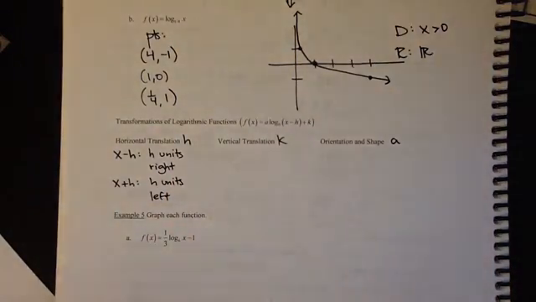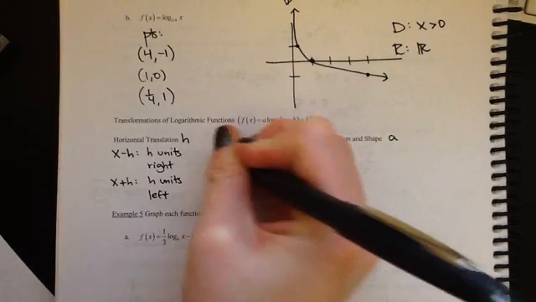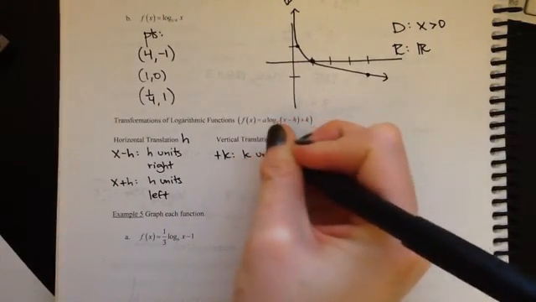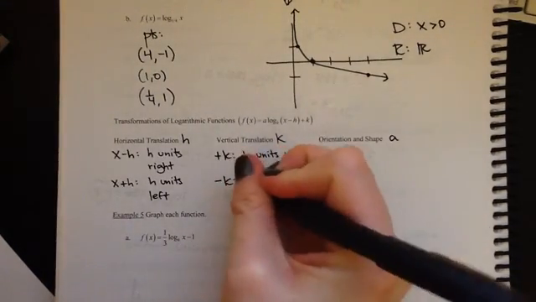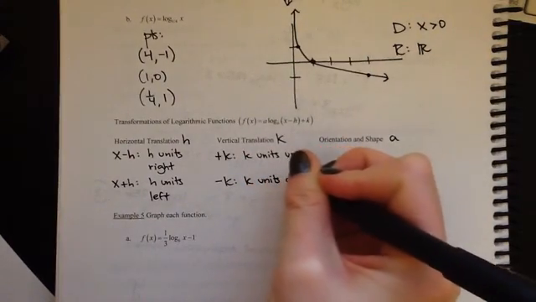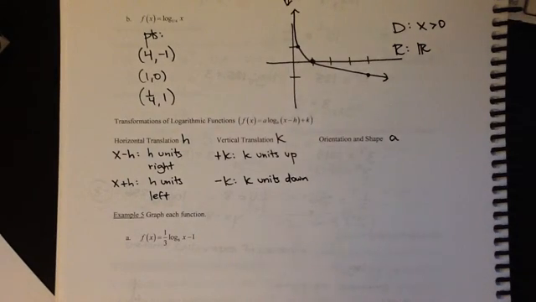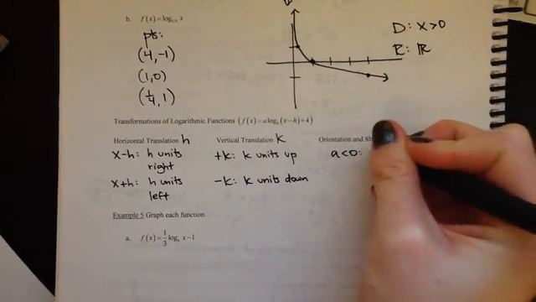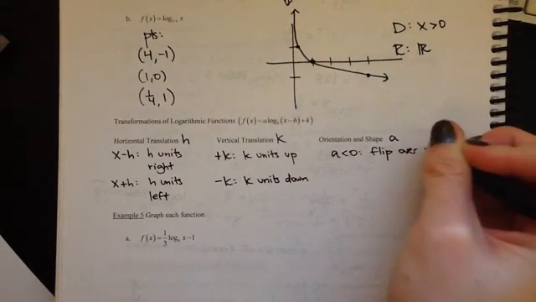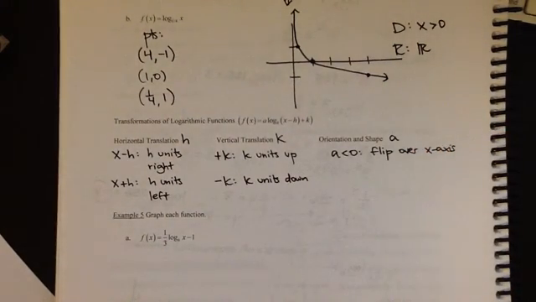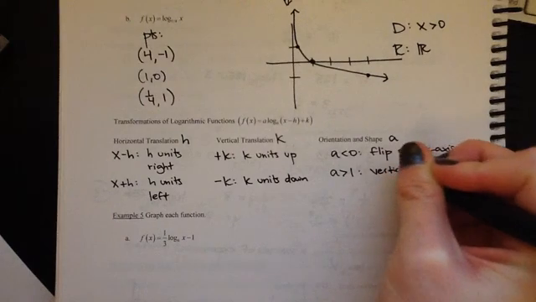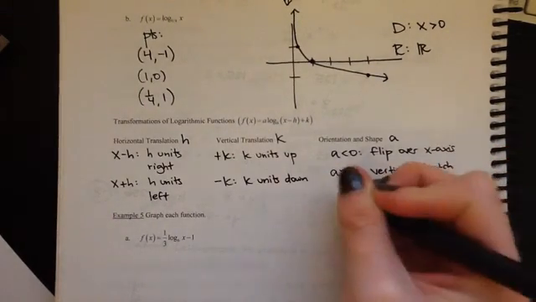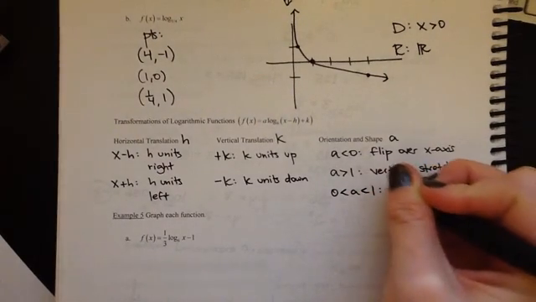Same rules that I had with exponential. Okay, if this k on the outside, if it is in fact a positive k, we will go k units up. And remember, y does exactly what it's going to look like, so plus actually does go up. If I have minus a number on the outside, it will take my graph k units down. Okay, and then orientation and shape, as always, a is a stretch or perhaps a flip. So if a is less than 0, my graph will flip upside down. To be more specific, we should say it flips over the x-axis. If a is bigger than 1, there will be some sort of vertical stretch. And if a is somewhere between 0 and 1, there will be a vertical compression.